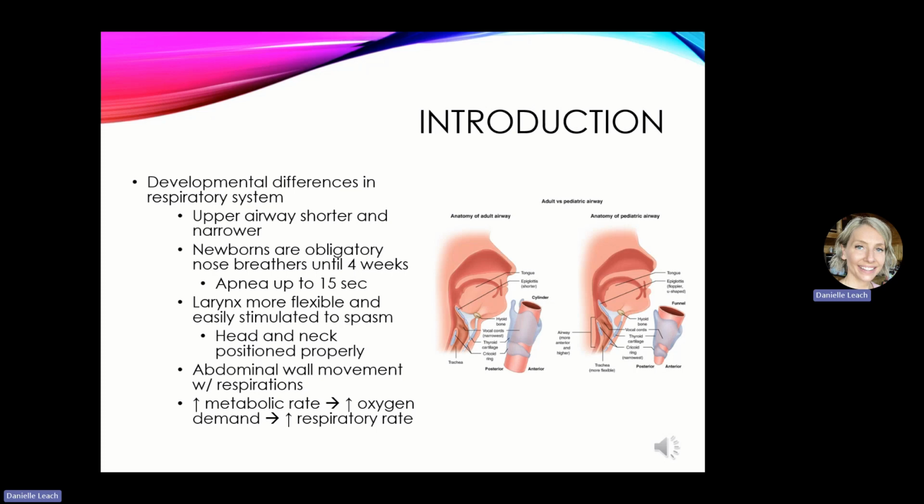One last thing is that infants' and small children's metabolic rate is much higher than adults'. Since their metabolic rate is higher, they need more oxygen. Since they need more oxygen, that means they need to breathe faster. So that is why children have a higher respiratory rate than adults.